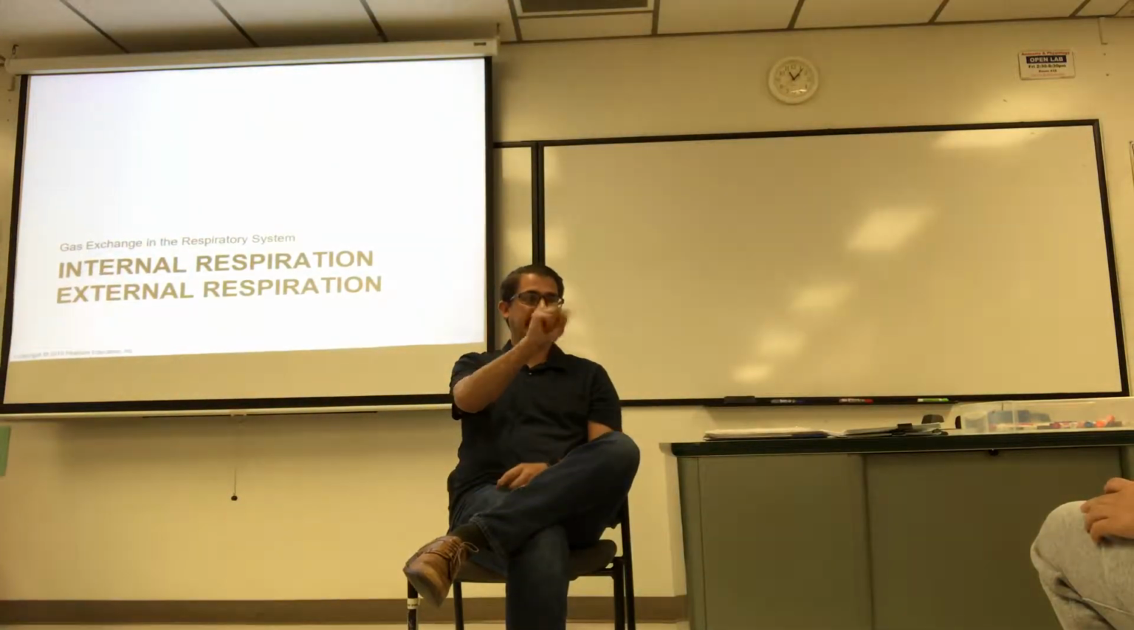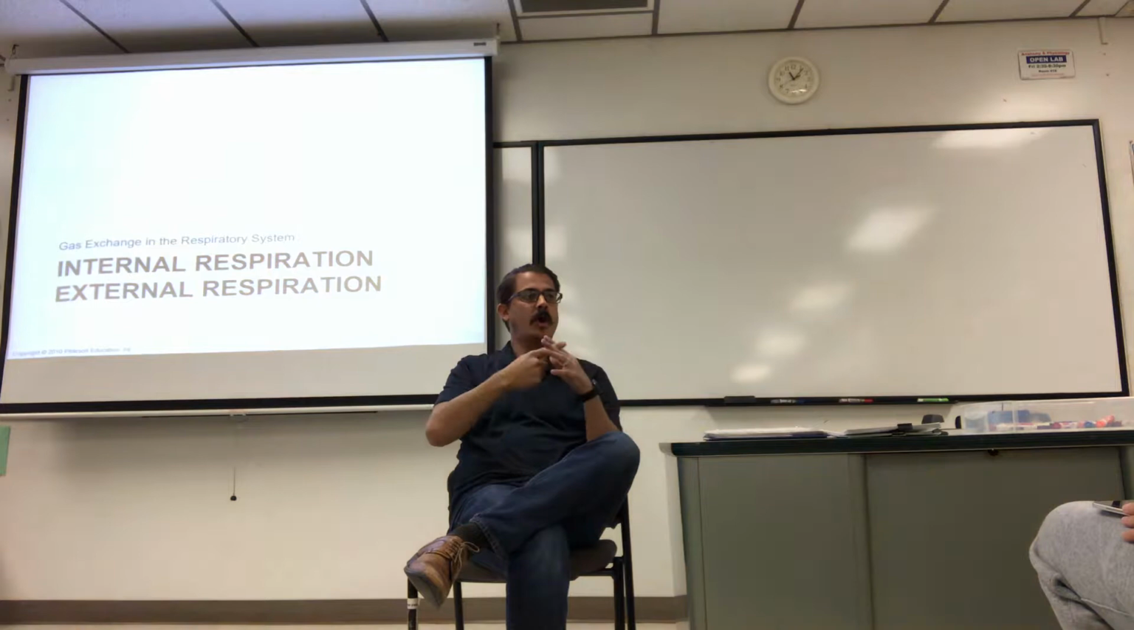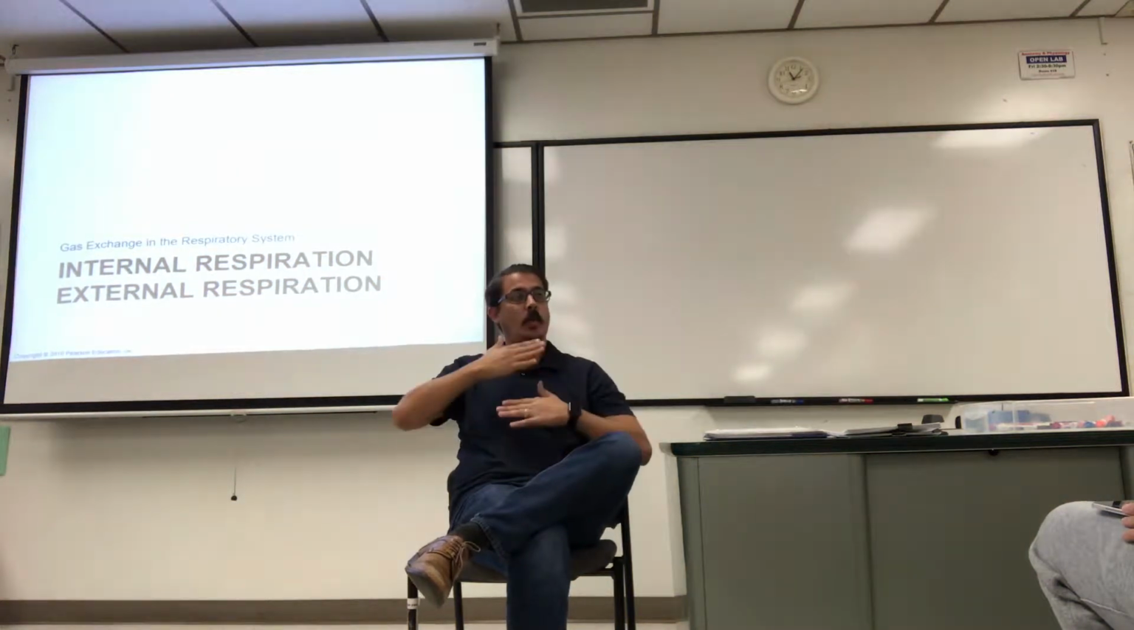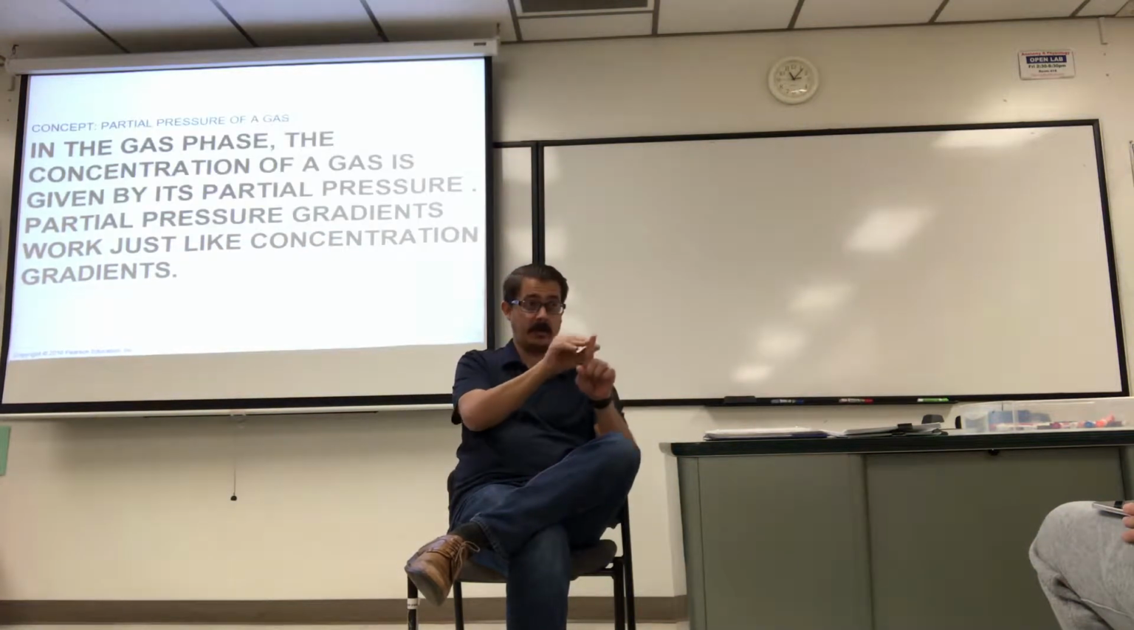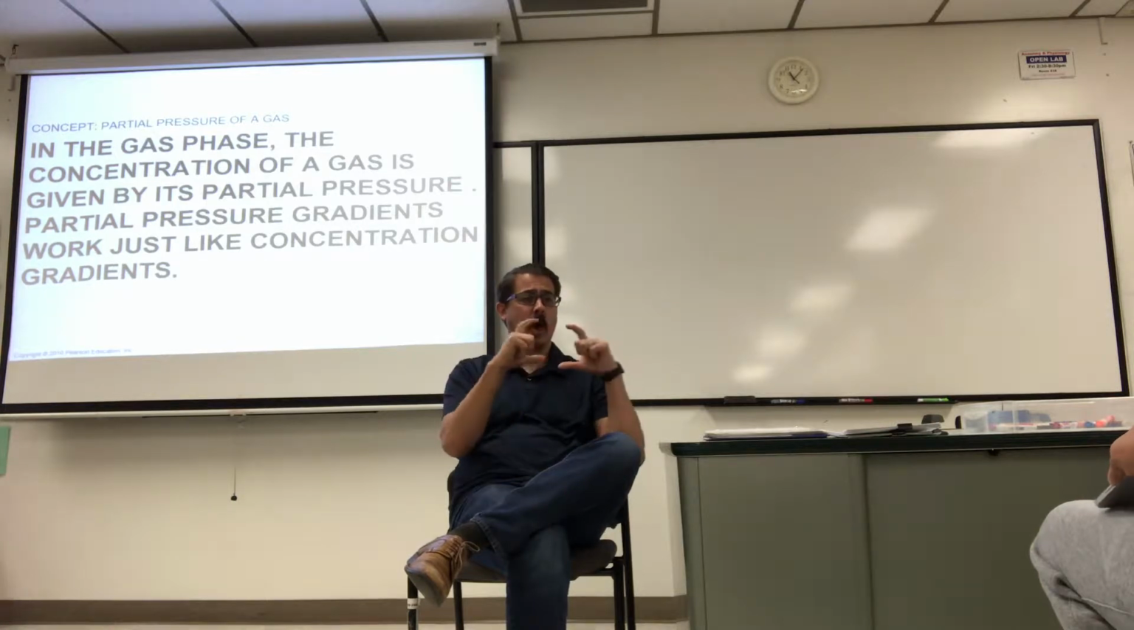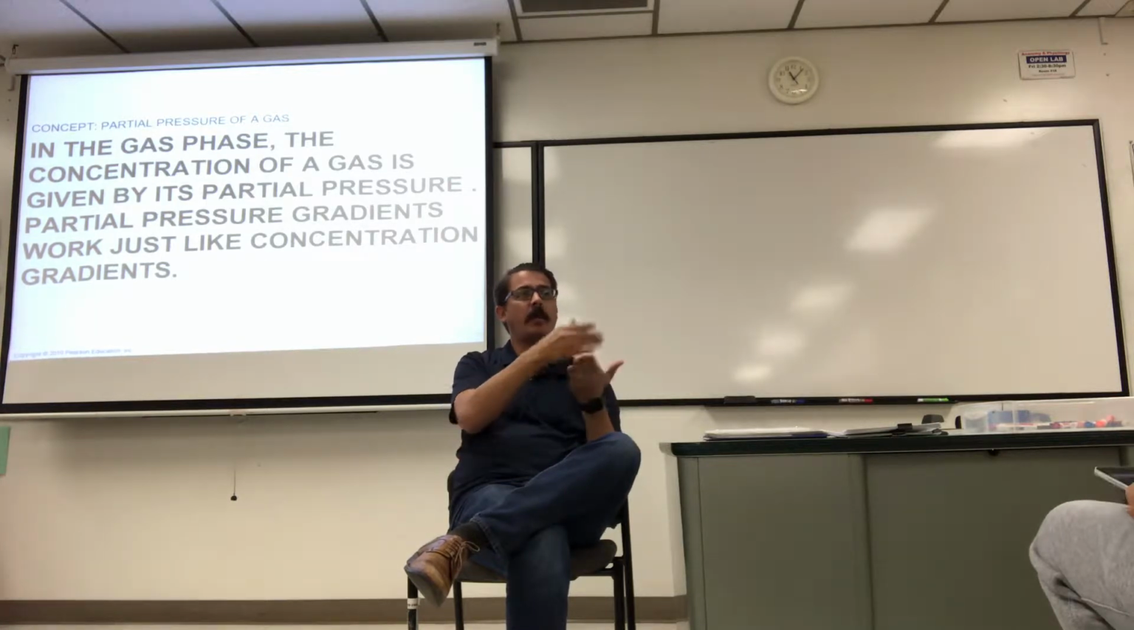And we'll start off with a definition of internal and external respiration. Before we do that, I want to remind us all that we're talking about air, which is a gas. And to think about the gas phase, concentration of gas is given by its partial pressure, because we'll be talking about primarily O2 and CO2 today. Partial pressure gradients work just like concentration gradients.